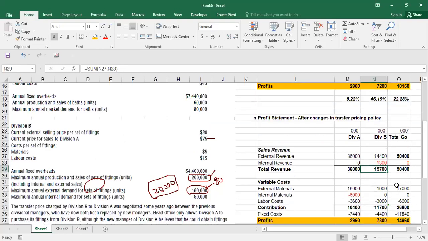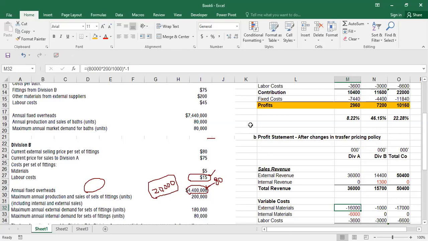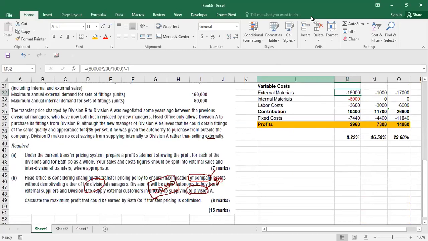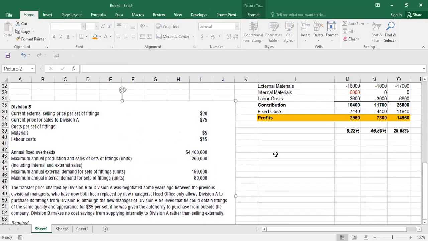Everything is in place. Let's talk about external materials. Division A, how much will be their external materials? If you remember the formula, before they were buying 80,000 units from outside. They still are buying 80,000 units from outside. Remember division, let me drag the question down so that you will see the data.